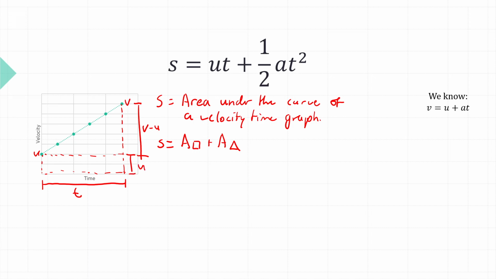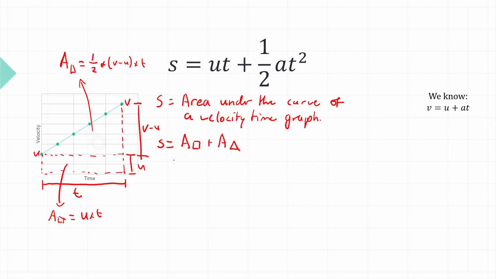And we've already actually written down the length of the base of the triangle as well as the length of the rectangle. Both are t. So what that means is for the triangle, the area of the triangle can be calculated as half base times height. So half times v minus u times t. And the area of the quadrilateral, the rectangle there, can be calculated as simply u times t.